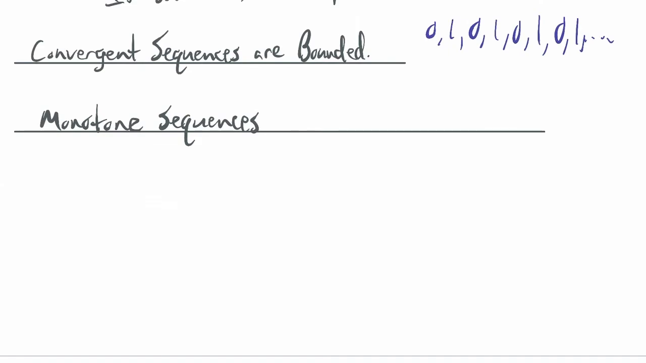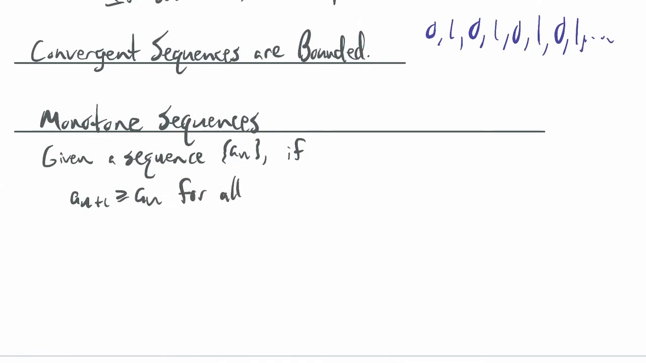So let's say given a sequence a sub n, if a sub n plus 1 is greater than or equal to a sub n for all n in the natural numbers, then the sequence is called increasing because each next term is greater.